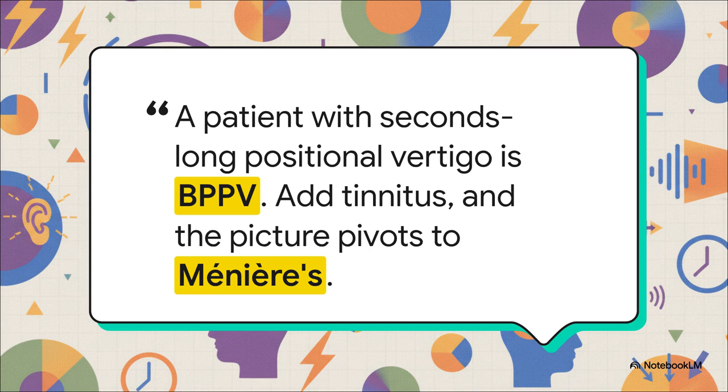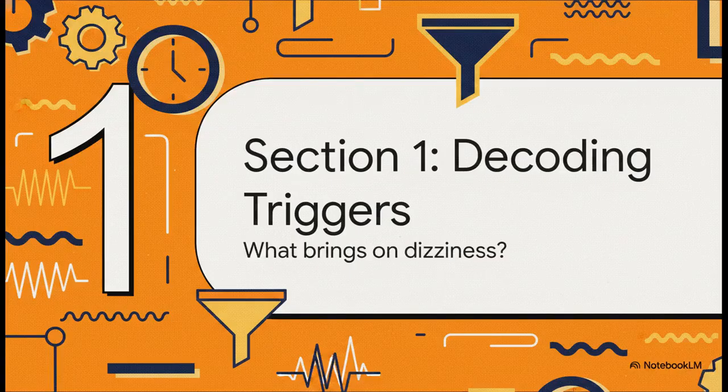I mean, think about it. A patient describes seconds of vertigo every time they change position. Your brain immediately screams BPPV, right? But what if they also mention, oh, and my ear feels full, and there's this ringing sound? Whoa, the entire diagnosis just pivots. That's the power of this framework. It just refuses to let you miss those game-changing details. Okay, let's dive right in.